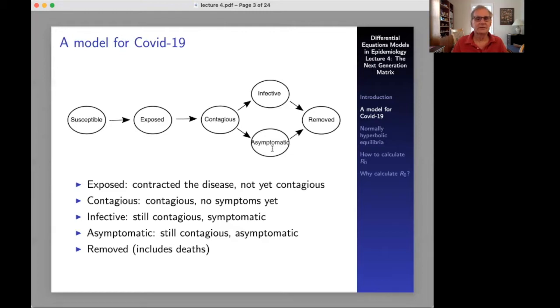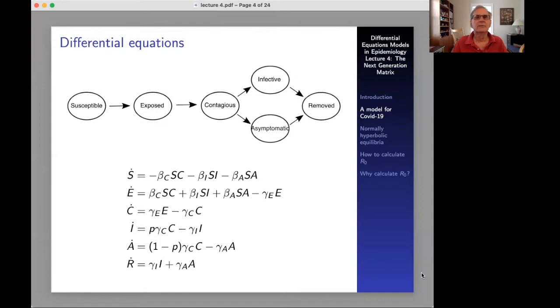Eventually, the disease ends. If you have symptoms, you eventually get better. If you don't have any symptoms, at least you stop being infective. And once the disease is over, you pass into the removed category. And that category includes people who may have died of the disease. So we have 6 different compartments.